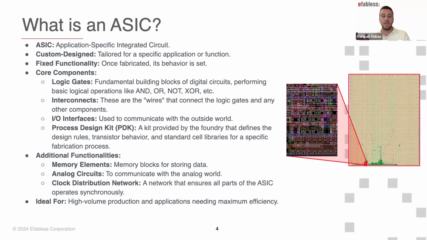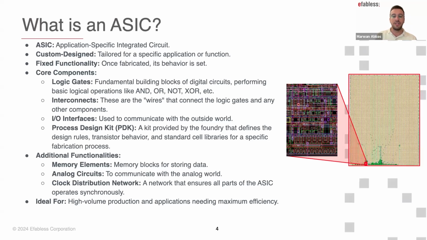ASICs are made out of logic gates. These are the basic building blocks of digital circuits, and interconnects, which are wires that connect different parts of the chip. And then we have I/O interfaces, which are essential for communicating between the chip and external devices. And then we have the process design kit. This is not really a component, but it's an essential part of ASIC design.